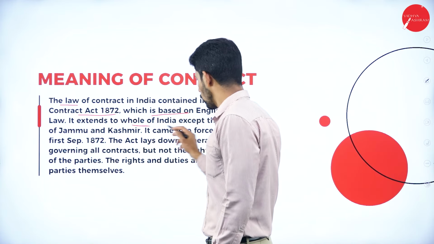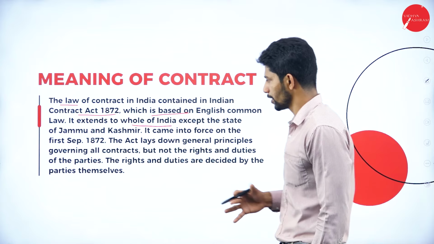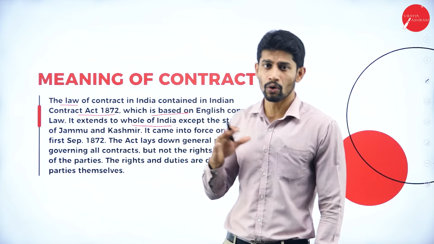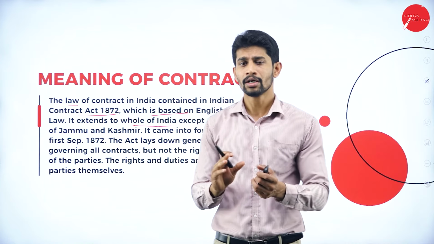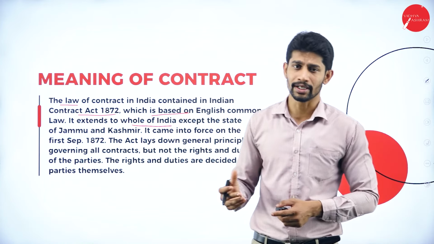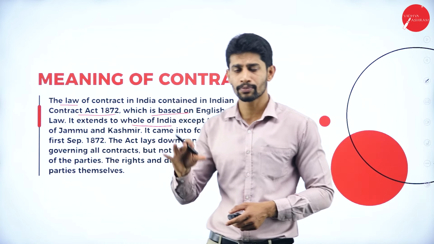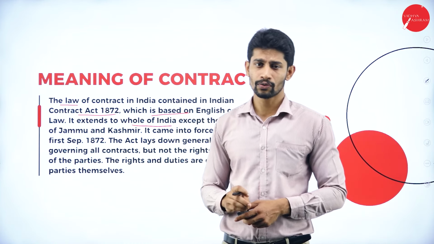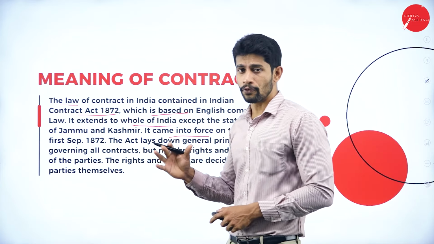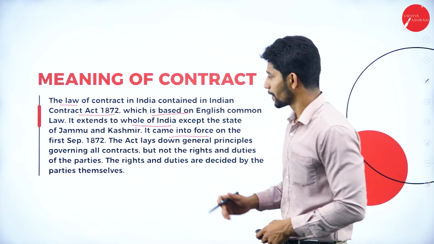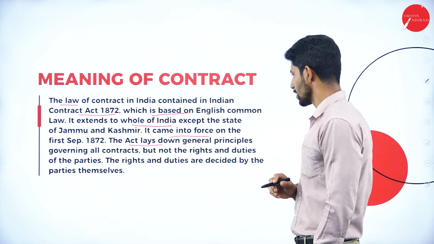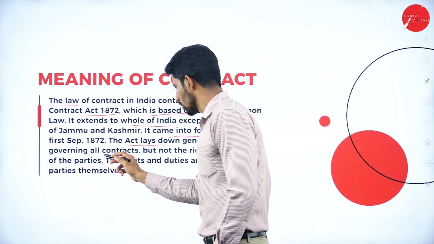It extends to all India except the state of Jammu and Kashmir. The Contract Act is applicable to all India, whether it's Karnataka, Tamil Nadu, Delhi, Gujarat, whichever the state. People of all the states are supposed to follow the contract rules in the Indian Contract Act. It came into force on 1st September 1872.